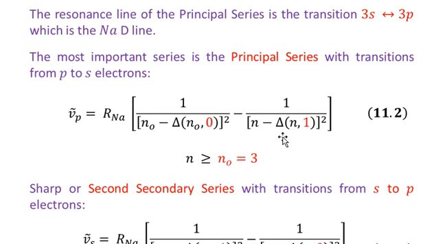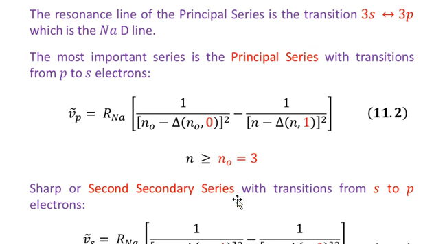The transition takes place for all values of n, but you should take care to consider only those values which satisfy that L changes only by 1. That is, you are talking about the principal series, and the transitions from all the higher p states to the state with L equal to 0 will be considered. So this is the restriction: n naught will be equal to 3, for example in the case of sodium, and the principal quantum number n should be greater than n naught.